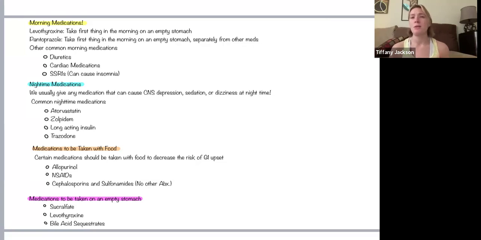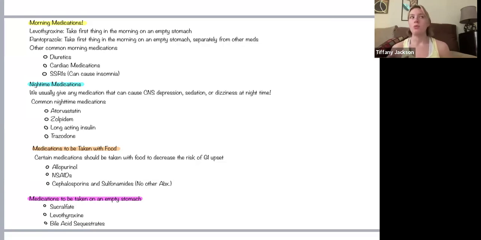Most common is going to be our levothyroxine. These are taken first thing in the morning on an empty stomach. And then pantoprazole, also taken first thing in the morning on an empty stomach, and it has to be, again, separate from other medications. So these are our most common morning medications. And while it's important to know to take them in the morning, it's more important to understand the reasoning as to why we take certain drugs in the morning and why we take certain medications at night.